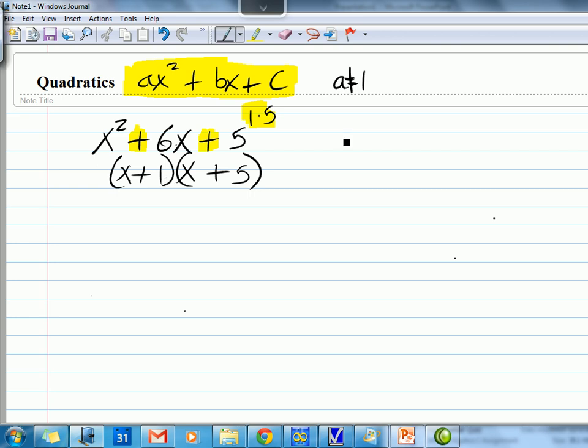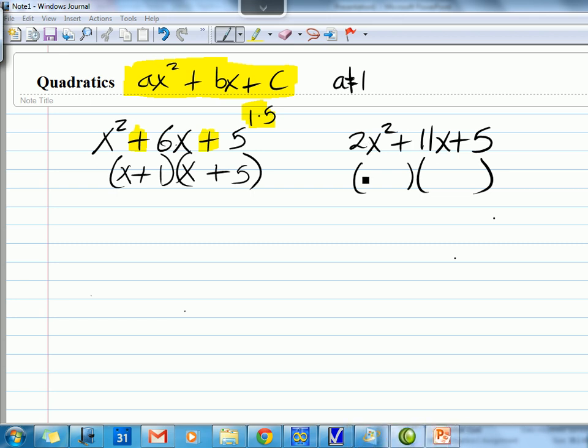But what if we had a polynomial that was not the case? For example, 2x squared plus 11x plus 5. Now things are different because we're not leading with an x and x term. Let's do this and find out what we get. Notice that it's not going to be x and x anymore, because if we fold that back, that's not going to give us 2x squared. What's going to give us 2x squared is 2x and x. So we took care of our first term.